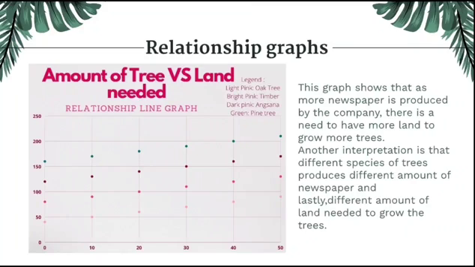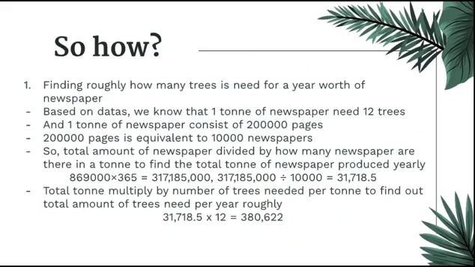We used Canva to plot a dot graph showing the relationship between the amount of trees and the area of land needed. This graph shows that as more newspaper is produced by the company, there is a need to have more land to grow more trees. Another interpretation is that different species of trees produce different amounts of newspaper. And lastly, different amounts of land are needed to grow the trees. So how do we solve it? By using the second method.